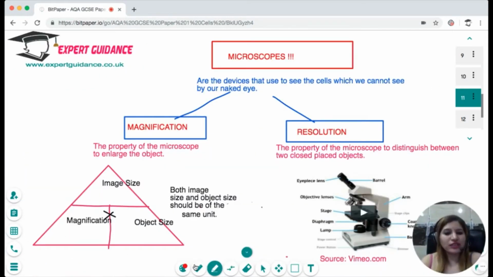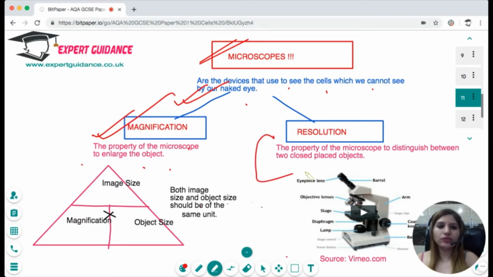Now the question comes in, the cells we cannot see with the naked eye. So we take the help of microscopes. Microscopes are devices used to see the cells which we cannot see with our naked eye. There are two properties of microscopes which are important, and you should know their definitions. First is magnification. Magnification is the property of the microscope to enlarge the object, and resolution is the property of the microscope to distinguish between two closely placed objects.